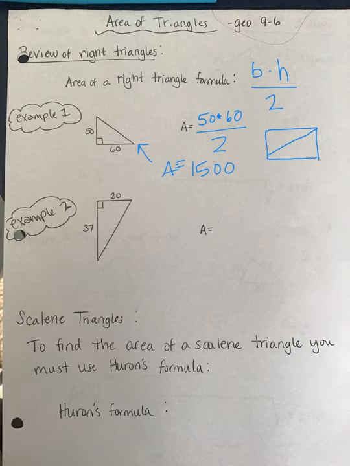Example 2, base times height again: 20 times 37 divided by 2. Do the 20 times 37 first, push equals on your calculator, then do the divide by 2 part, and the answer for that would be 370.